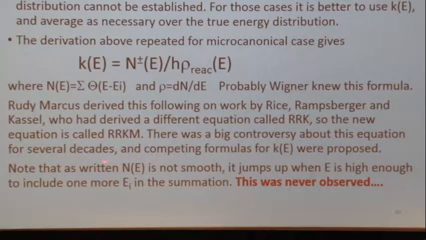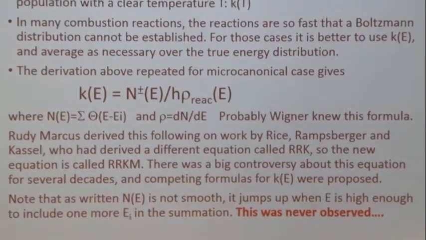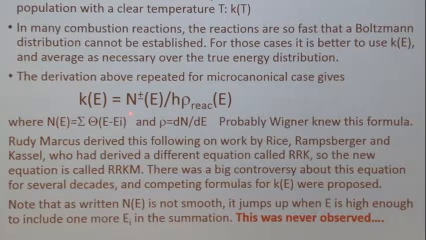And part of what was going on is if you look at this formula carefully, it's kind of strange. Because this N of E is a sum of Heaviside functions, so it has discontinuities. It jumps. And I think the chemists were just really not happy to have a discontinuous rate. It just didn't seem right. So the other theories that proposed things had nice smooth rates that just smoothly rose up with E. And nobody ever observed these kinds of jumps anyway. So anyway, it was a big controversy.